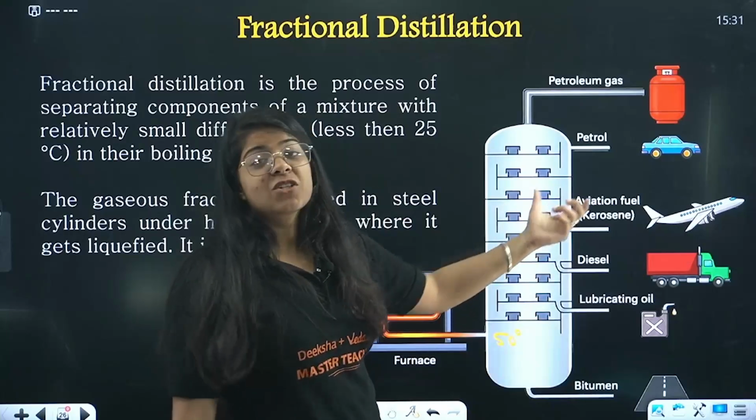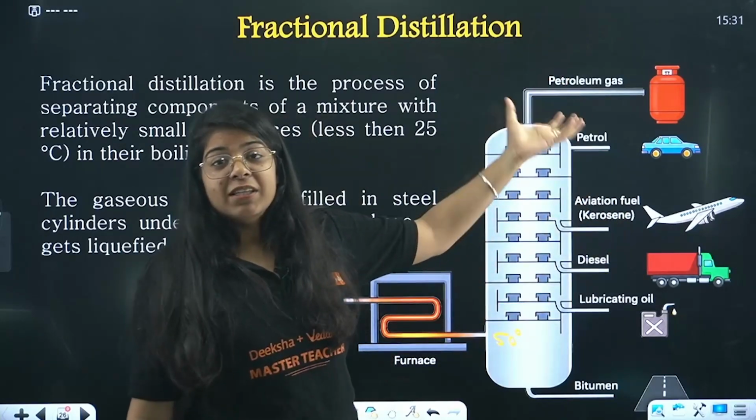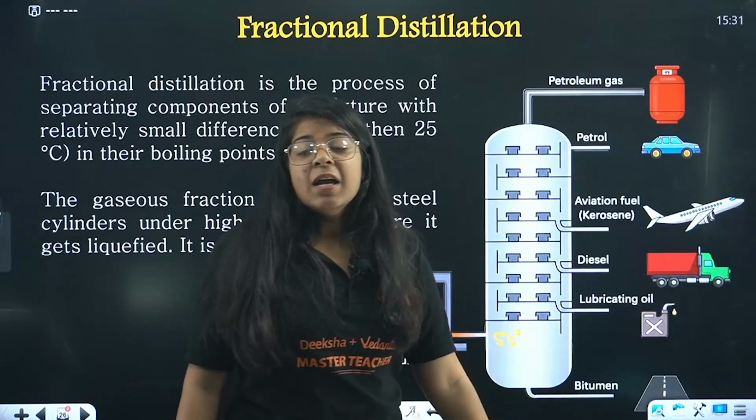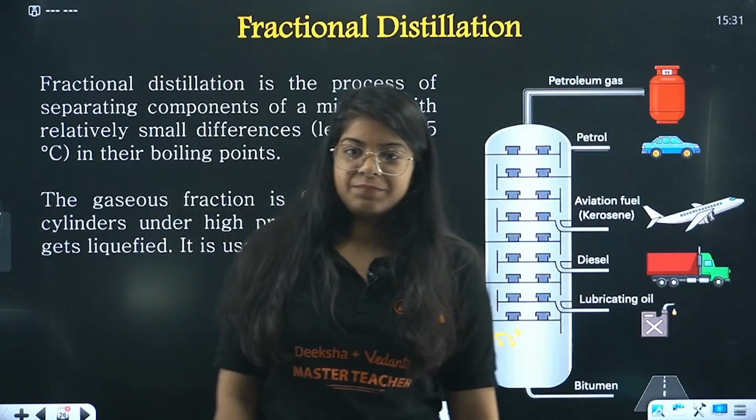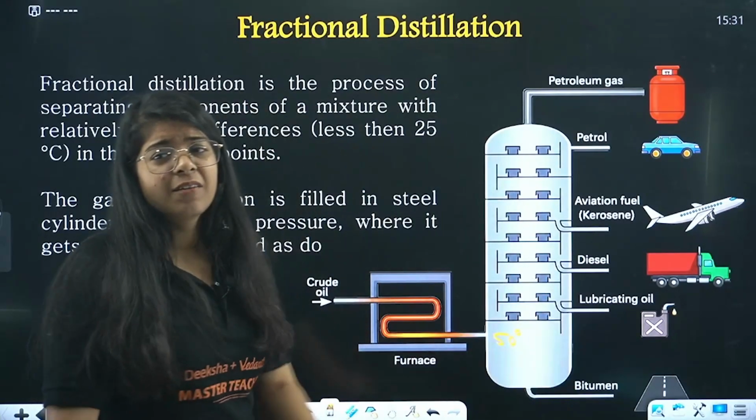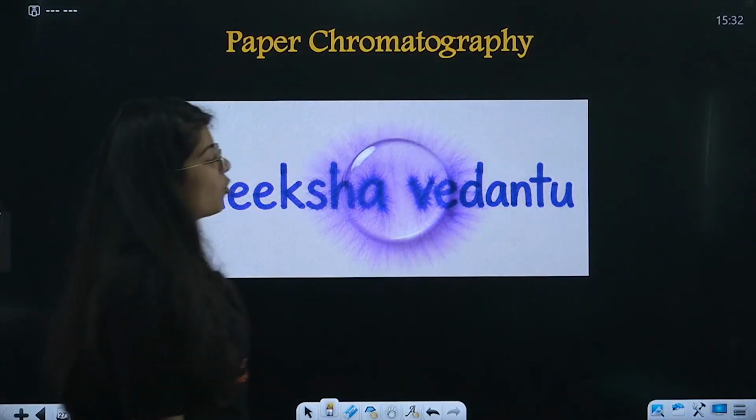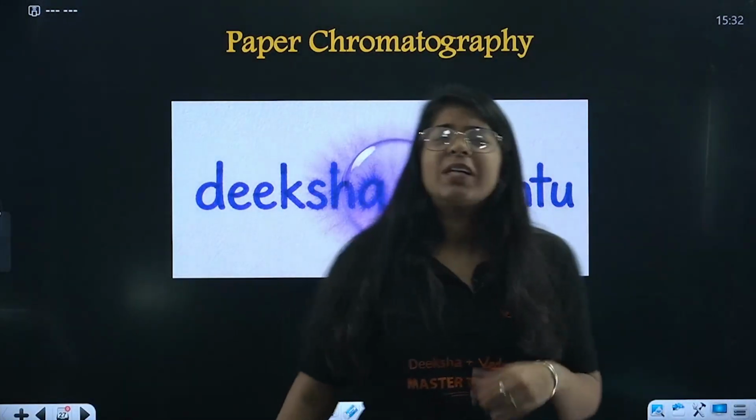And same with aviation fuel, here aviation fuel remains, everything else evaporates out, and then we collect petrol and then we get petroleum gas. Done. That is what fractional distillation is. Now bacha, next we have paper chromatography. Have you done something like that?